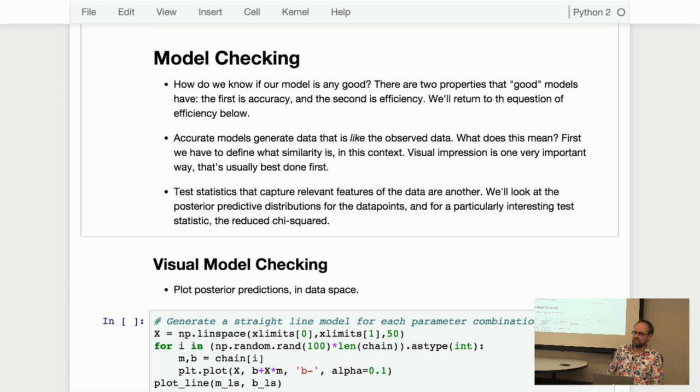Okay, so two properties that make a model good. One is accuracy. Andy Muller the other day spent most of his time talking about accuracy and cross-validation strategies: always, is the model accurate? How accurate is the model? There's another good criterion for the goodness of a model, which is efficiency. We'll talk about that towards the end.